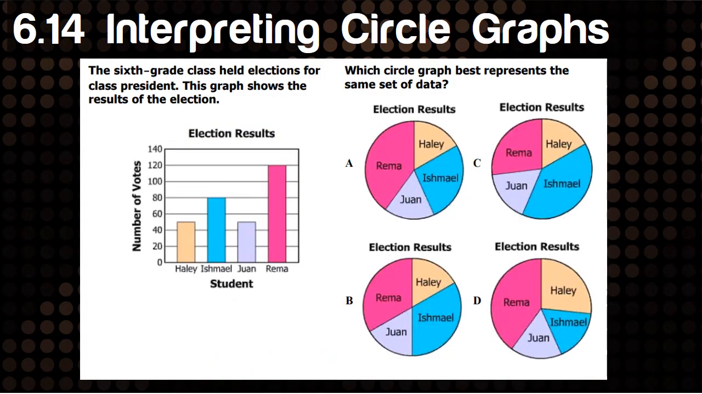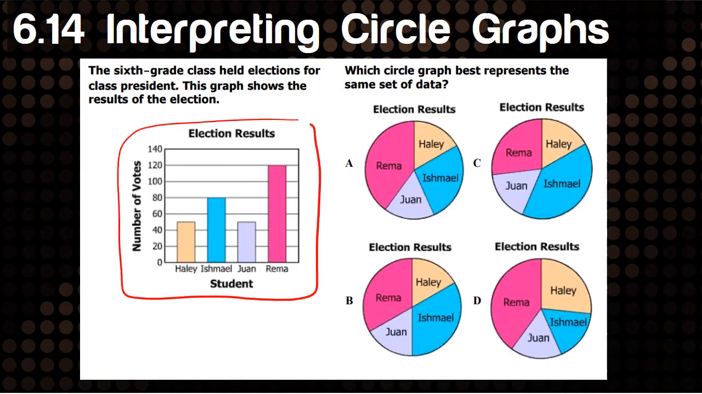So now what happens if you're given a bar graph and then you're asked to figure out which circle graph best matches the bar graph? So here we go. Let's figure this out together. So it says the 6th grade class held elections for class president. And this graph right here shows our election results. And so we can see that our friend Rayma right here was our winner. She received 120 votes.